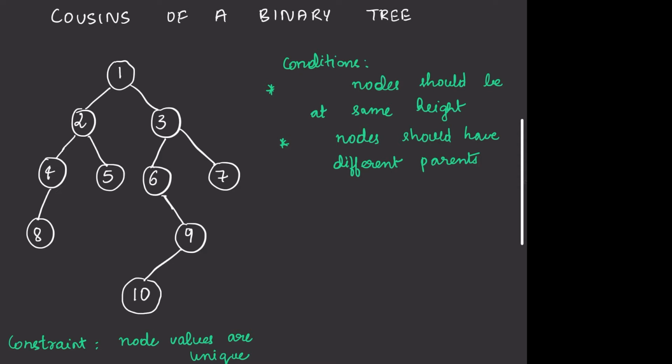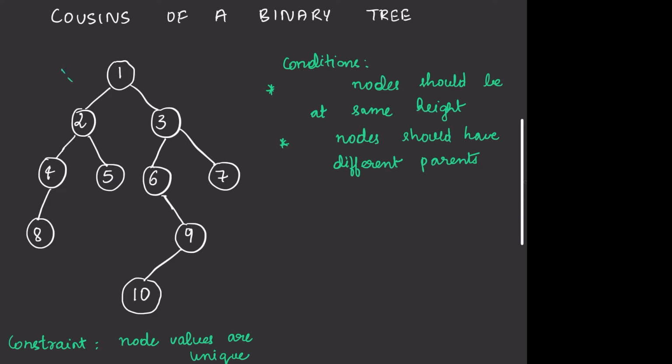The first step of the algorithm is how do we figure out that the two nodes are in the same level? Whenever we hear the word level or height, the first thing that should come to our mind is level order traversal. So, what is level order traversal? We can find out which nodes are in the same level.